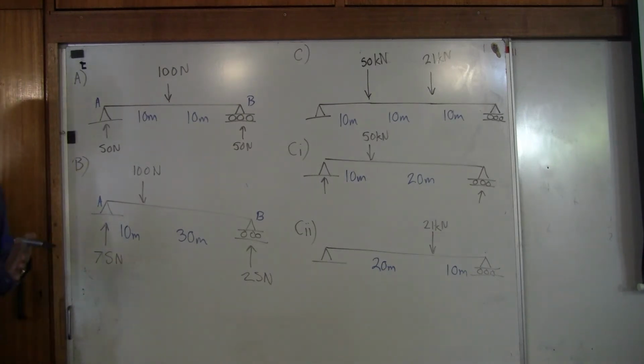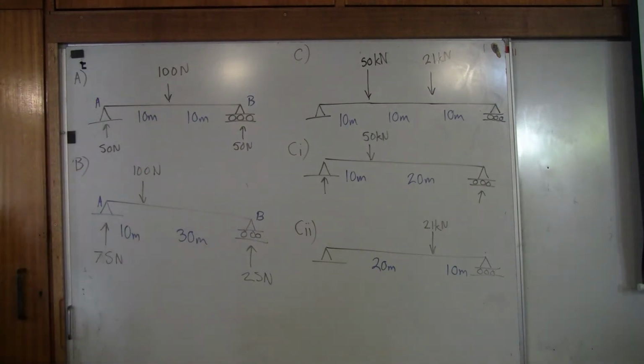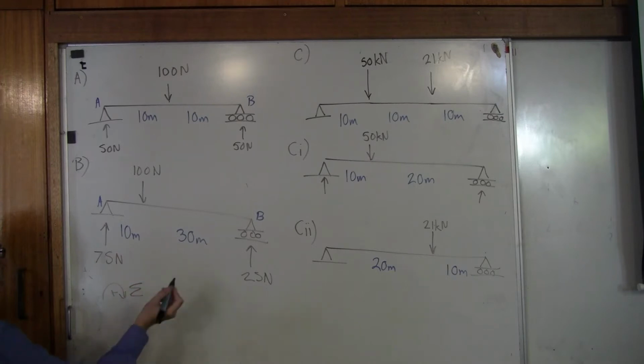Now what we can do is prove that using a formula. What the formula looks like is this. First of all, we have to say we're going clockwise or anti-clockwise. I'm going to say we're going clockwise. I will always say that we're going clockwise.